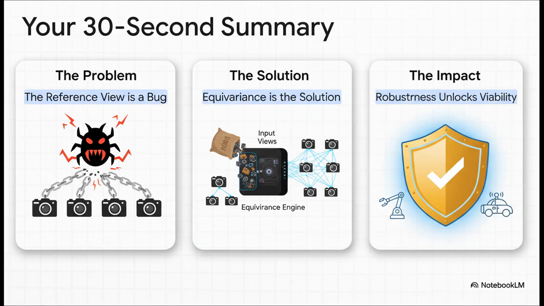Number 2, permutation-equivariance is the answer. Treating all views as equals, this democracy of images, is what unlocks this new level of robustness and accuracy. And number 3, and this is the big one, this reliability is what makes this tech ready for the real world. For things like robotics, AR, and autonomous cars, you can't have a performance lottery. You need something this trustworthy.